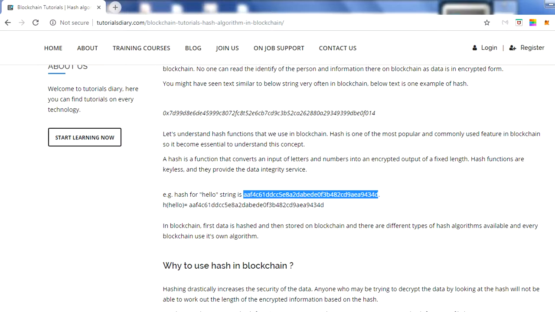Now how is this related to the blockchain? When you talk about a blockchain, as we discussed in the last video also, blockchain is nothing but a combination of different blocks which are chained together, right? And then inside each block you will have different kinds of information stored. So all the transactions which we do get stored in a block format, right?